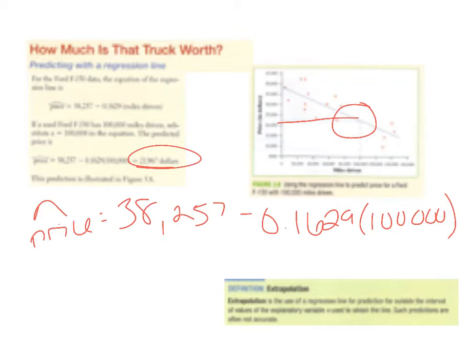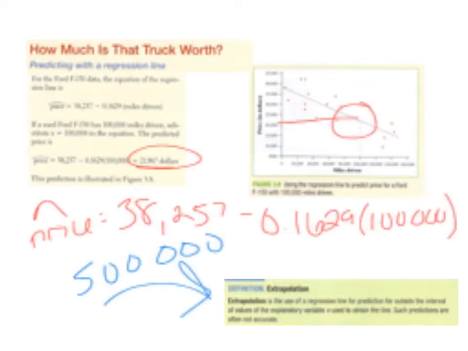What I cannot do is extrapolate. I cannot try to predict values that are way outside of the data that was given to us. For instance, our truck here with the biggest miles is about 140,000, maybe a little bit more. I couldn't try to predict the price of a truck that had 500,000 miles on it. So I cannot extrapolate. We are not making predictions using X values that are way outside of the data that we have.